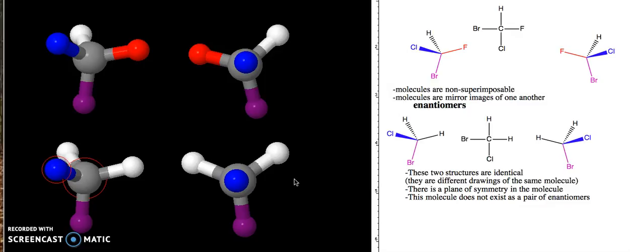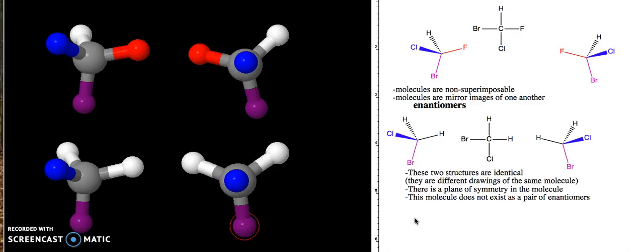So if we summarize the things we've said about this second set of molecules, the two structures are identical. They're different drawings of the same molecule. And the reason for that is that there's a plane of symmetry in this molecule. We saw it right here. You can also see it in this set of drawings. This molecule does not exist as a pair of enantiomers.